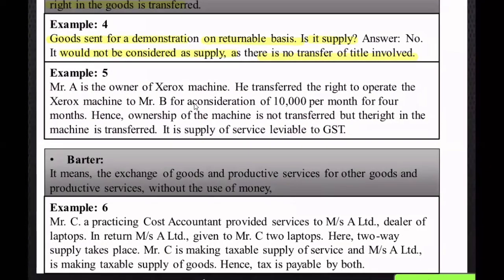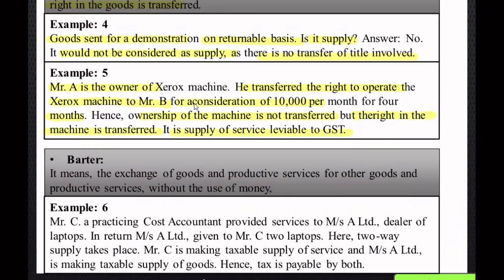The next example: Mr. A is the owner of a Xerox machine. He transferred the right to operate the Xerox machine to Mr. B for a consideration of 10,000 per month for 4 months. A kind of hire purchase. Hence, the ownership of the machine is not transferred, but the right in the machine is transferred. So it will be supply of service leviable to GST.